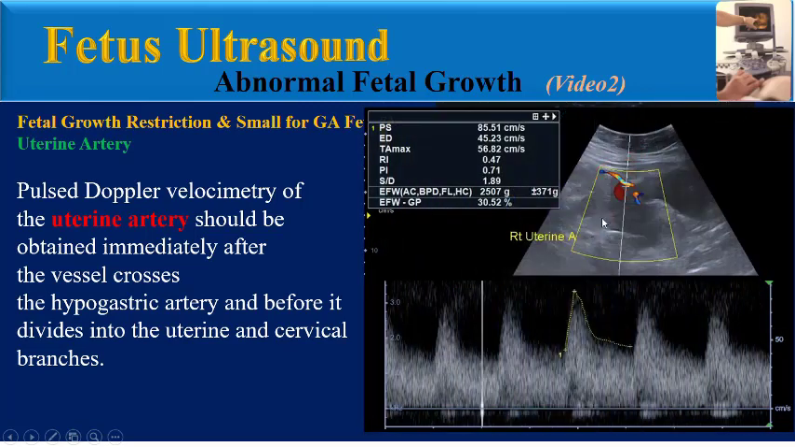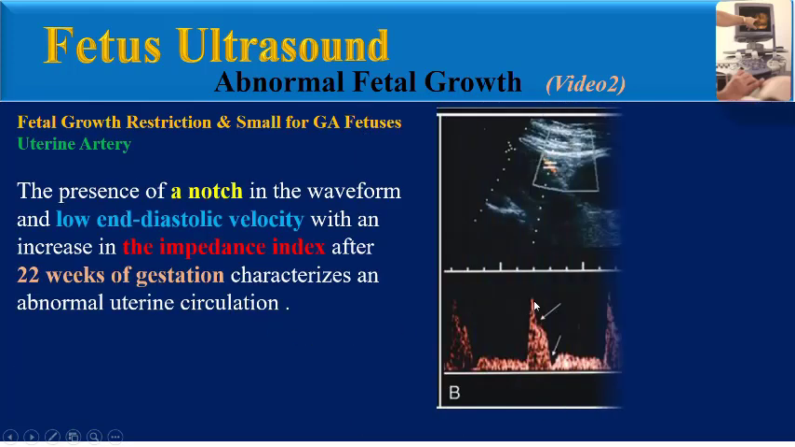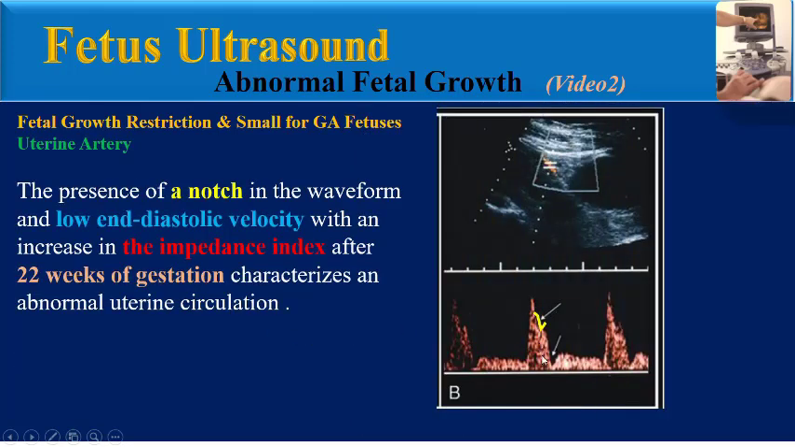Doppler waveforms of the uterine artery obtained in the late second trimester of pregnancy, showing normal uterine circulation with increased end-diastolic velocity, implying low impedance circulation. The presence of a notch in the waveforms and a low diastolic velocity with an increase in the impedance index after 22 weeks of gestation characterizes an abnormal uterine circulation.